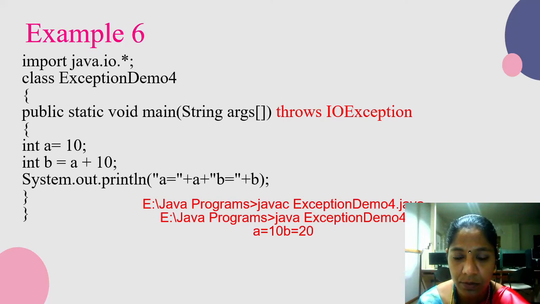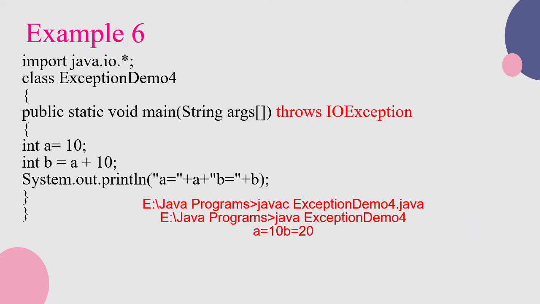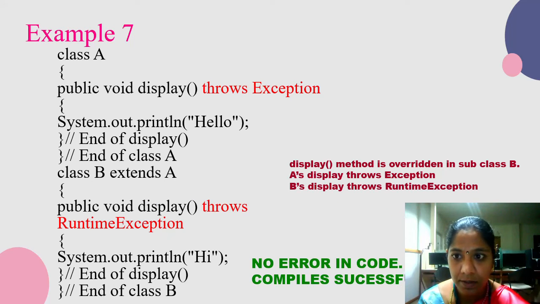In this example, throws is used along with IOException. Since there is no IOException, you get the output value as A is 10 and B is 20, the added value of A plus 10. In the next example, you can see that throws is used with a runtime exception, along with the display method signature. The first display in class A throws a normal exception, and the next display method throws a runtime exception. Since there is no error in the code, it compiled successfully.